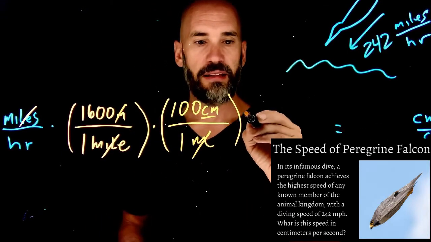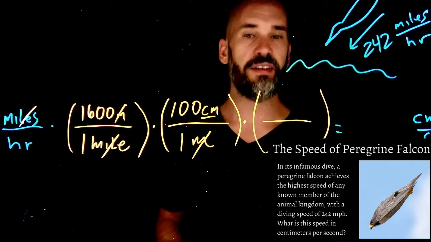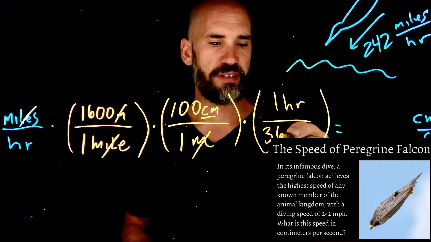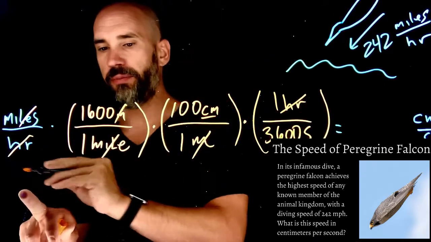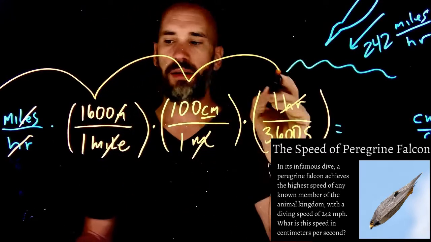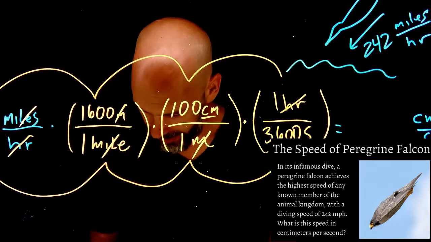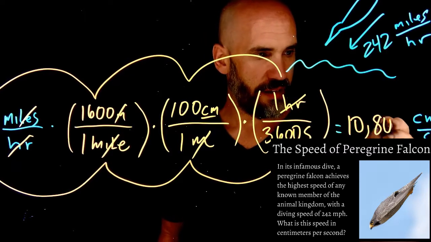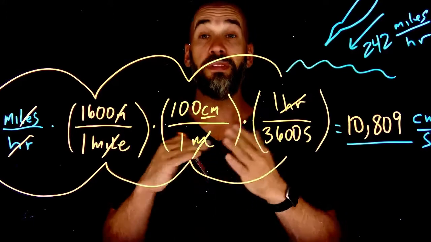I wanted, okay? Lastly, we want to get from hours to seconds. We know how to do that. We said that in 1 hour, there are 3,600 seconds. Why did I put hour on the top here? Because I want it to cancel with hour on the bottom over here, okay? So again, multiply everything on top, divide by everything on the bottom, and we get an answer of 10,809 centimeters per second. Feel free to check me, but that is another conversion.